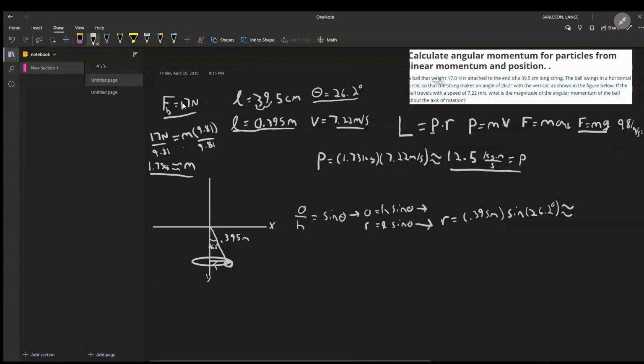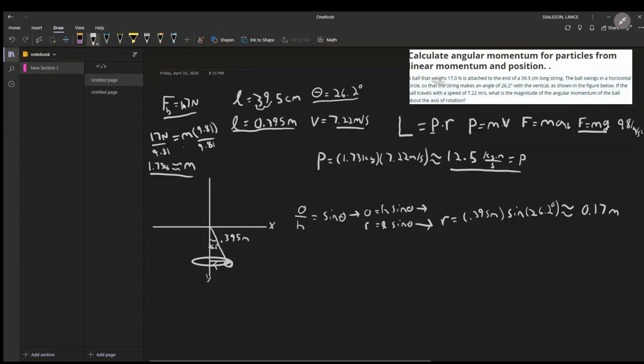And I'm going to multiply that times 0.395. And so I found the radius to be approximately 0.17 meters.